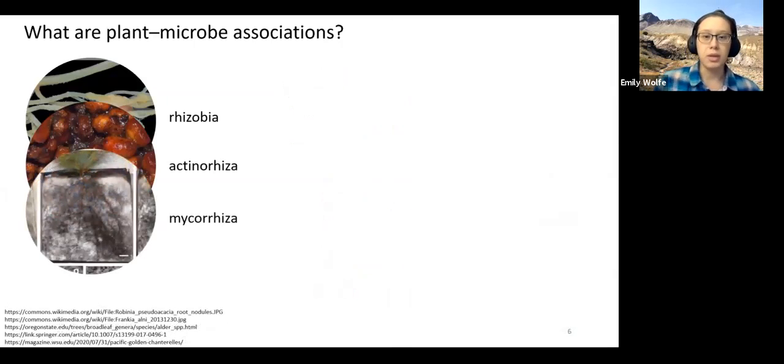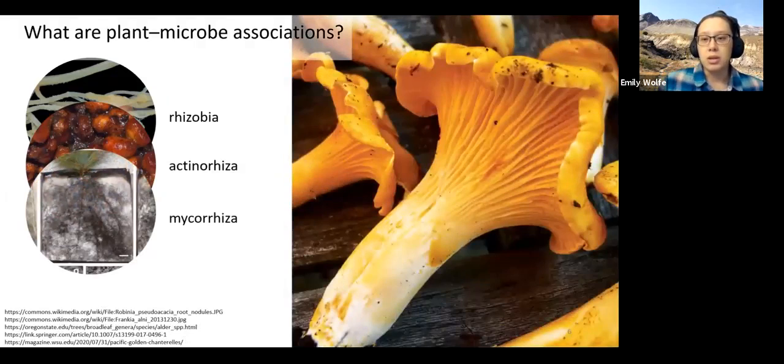Okay, so there's also Mycorrhizae, and there are several different types. I chose a picture of chanterelles here, which are an ectomycorrhizae relationship, just because they're abundant right now and recognizable and delicious. So these mycorrhizae are important for obtaining nutrients for host plants, especially phosphorus, in exchange for plant-produced carbohydrates.